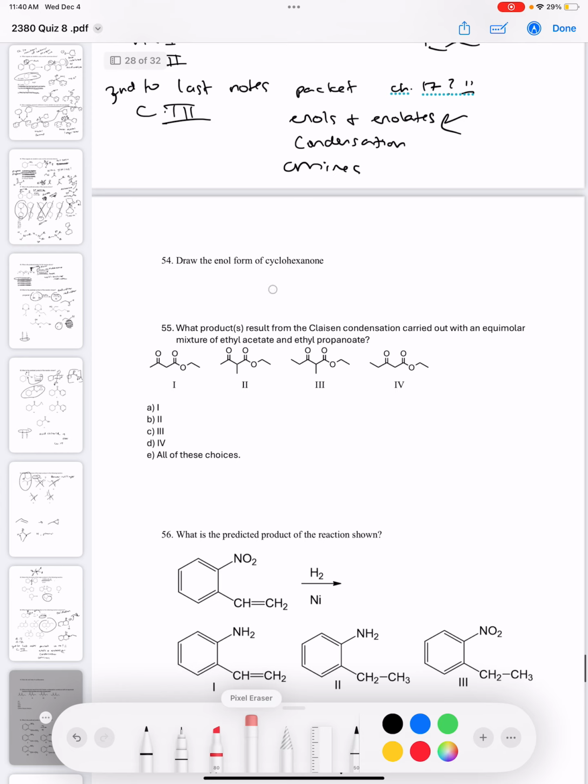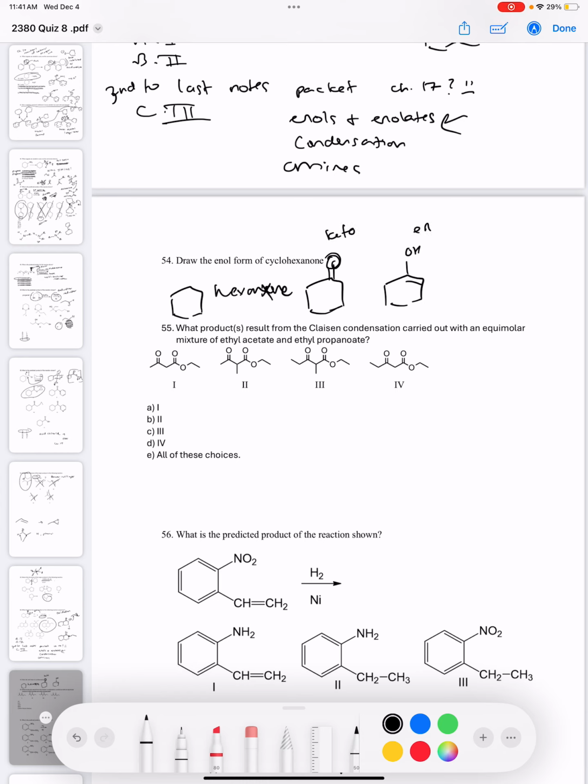Draw the enol form of cyclohexanone. So cyclohexanone is cyclohexane, it looks like this. And then for a ketone, we get rid of the E in hexane, and it becomes -one. So cyclohexanone is this, where we just added a cyclohexane. And then the enol form of that would look like that. So the ketone looks like that, and the enol has an ene for a double bond and an ol for the alcohol. So ene means double bond, and ol means alcohol.